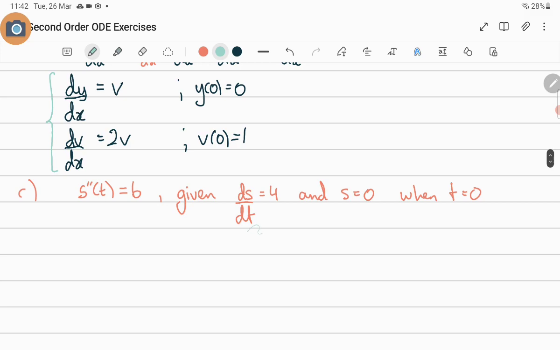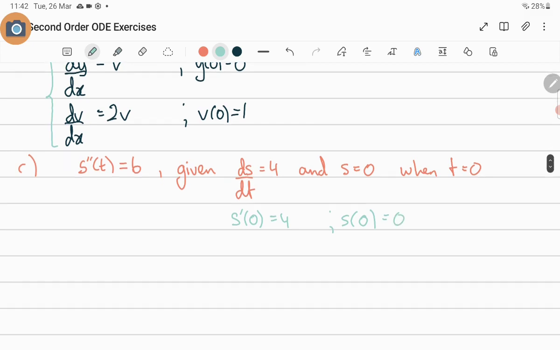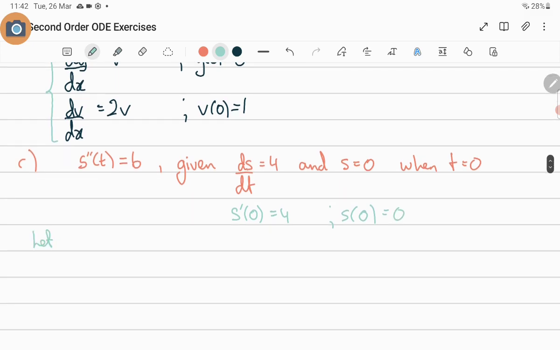So here you could write down that this means, say, here I'll flip between ds/dt and s dash. The derivative of s, ds/dt, when t is equal to 0, you get 4. And the other one says that s at time 0 is 0. Okay, after that it works the same. Let the first derivative be v, and in context s here is probably displacement and that is actually velocity.